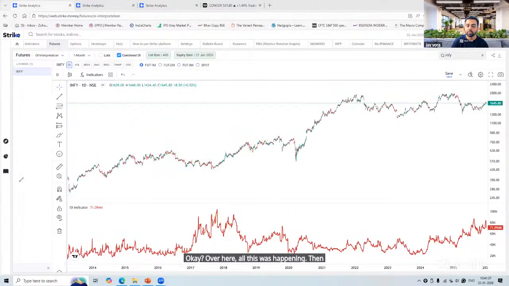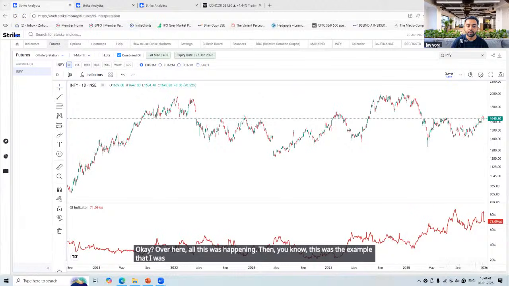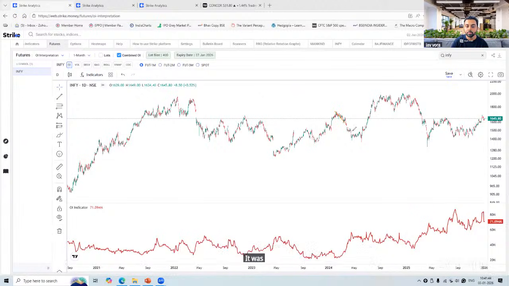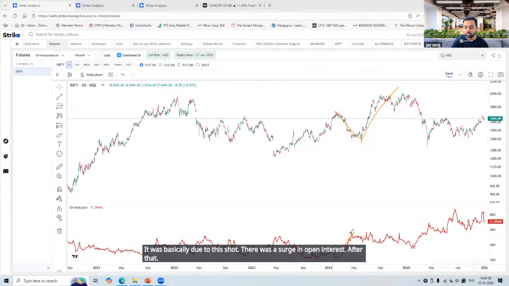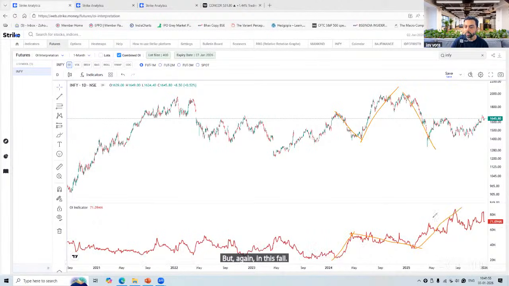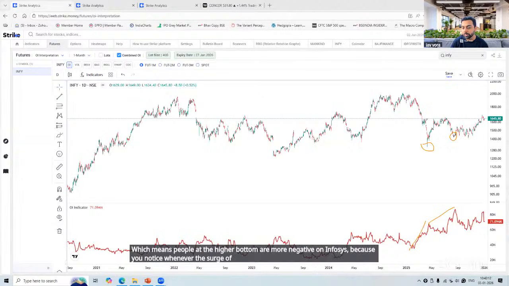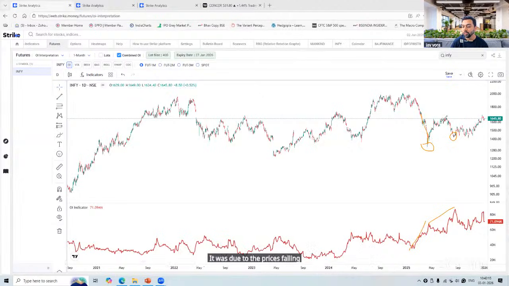Then this was the example that I was giving, where it was basically due to this short, there was a surge in open interest. After that, there was a big move that led to short covering. But again, in this fall, it further raised the open interest higher. Okay, and notice what happened. There was more open interest over here than over here, which means people at a higher bottom are more negative on Infosys, because you notice whenever the surge of open interest was happening, it was due to the prices falling. Even over here, prices fall, open interest surge.